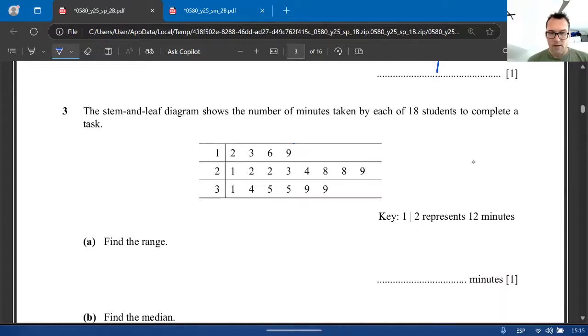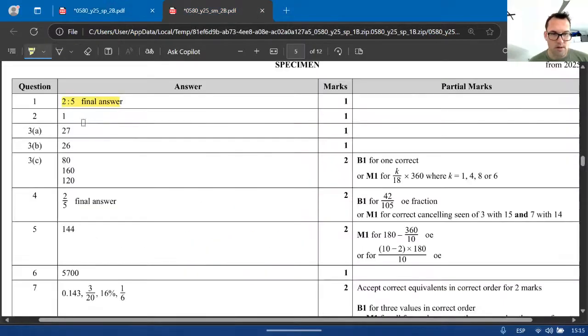Okay, now remember, range means you take the biggest or the highest and you subtract the smallest. The distance between the biggest and the smallest. So here the biggest number, the longest time it took somebody to complete the task, was 39 minutes, and the quickest, the first one there, 12 minutes, and that will give us 27 minutes. Okay, 27, only correct answer. There we go.